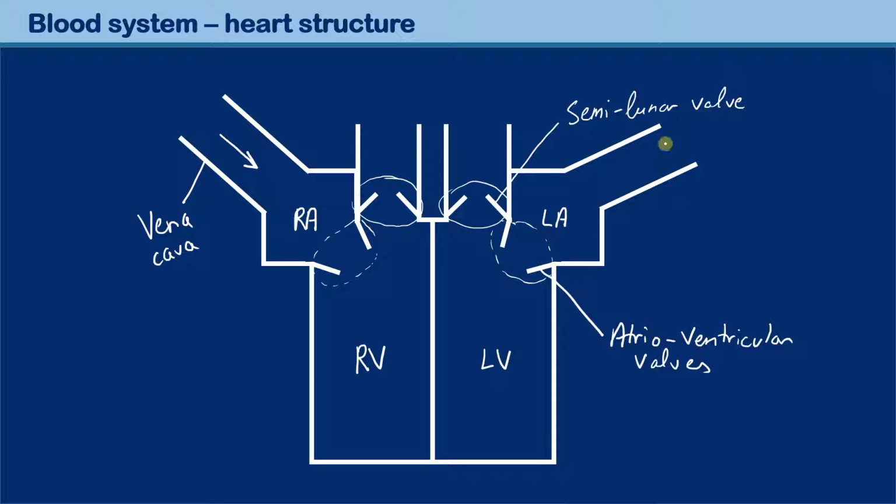Over here, there is another vein, and this one is known as the pulmonary vein. Also carrying, of course, blood towards the heart. And we have two arteries. This one is known as the pulmonary artery, found on the right side. And this artery over here is the biggest artery in your body, known as the aorta.